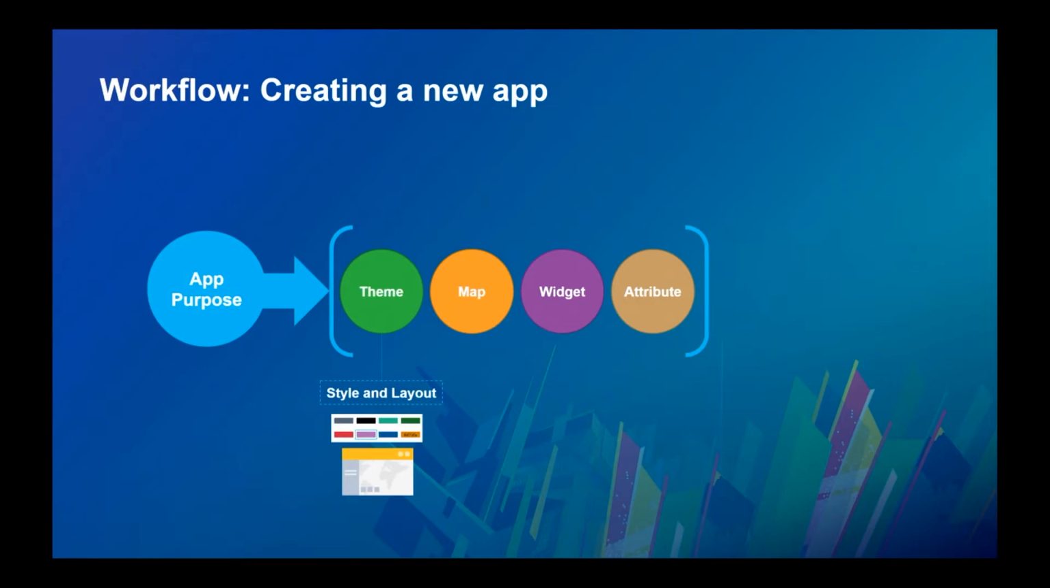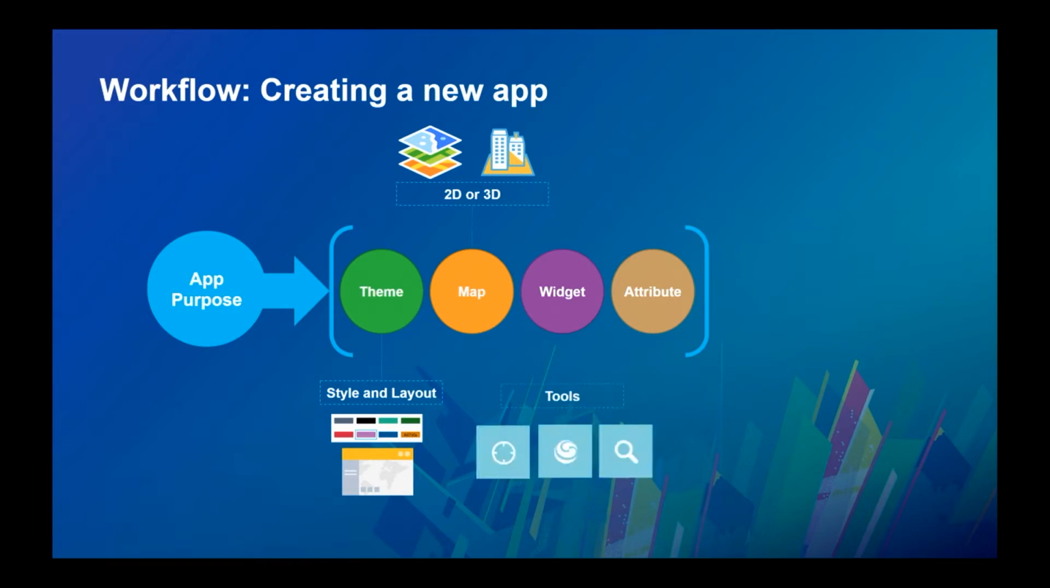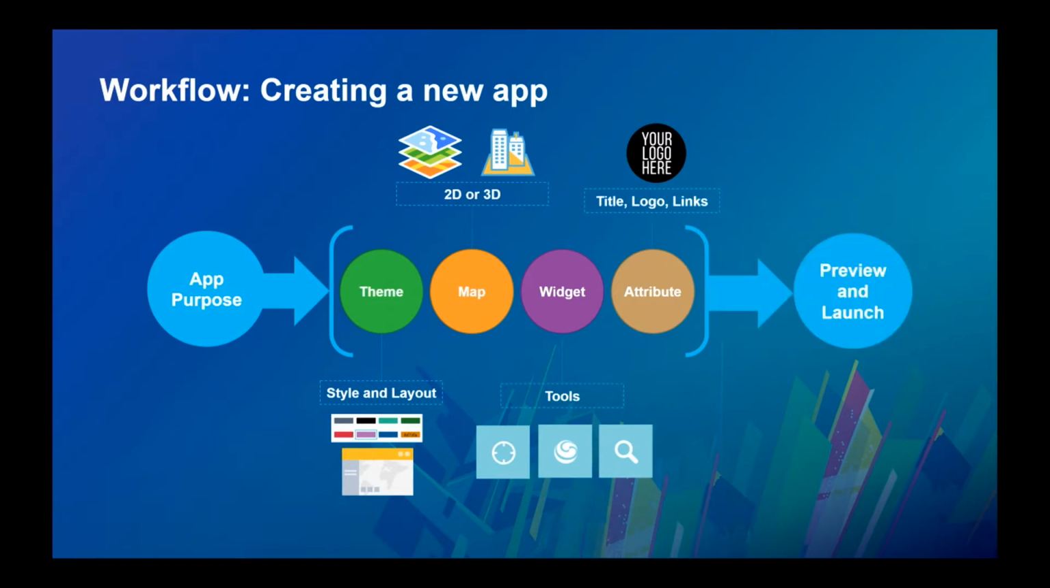And then from there, what you could do is pick up your style and layout. From there, styles or placements, colors, etc. And then you can select your 2D or 3D map. What is that application? And then of course you have your various tools on there, widgets that are going to be on the map or relative to the map. And then of course that encompasses your attribute, which is your logos, etc. And then what you can do is you can preview and launch, right? Pretty straightforward. So it's a builder process that you can do directly in Web App Builder.